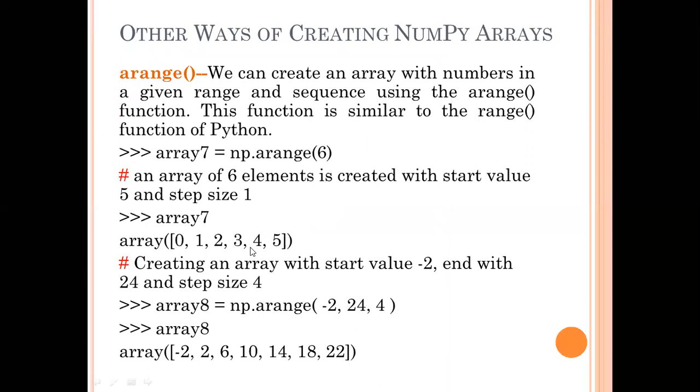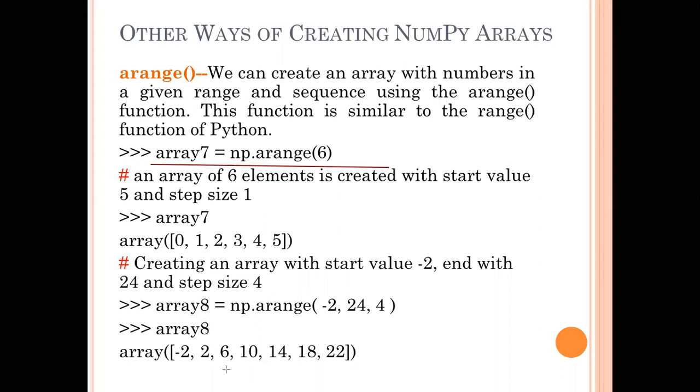Next, another way of creating a numpy array is with the help of the arange function. It is similar to the range function in Python. The arange function will create an array, but the range function will create a list. Range is a function of Python, while arange is a method of numpy. The first one is np dot arange 6. It means it will create an array with 6 elements, starting from 0 up to 5.